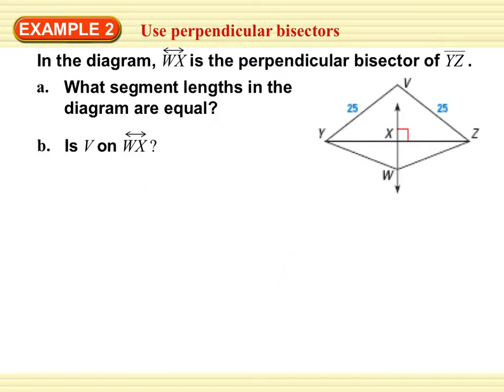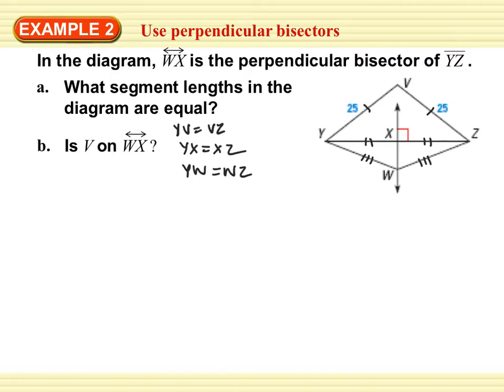Okay, this one says in the diagram, line WX is the perpendicular bisector of YZ. What segment lengths in the diagram are equal? YV and VZ. YV would equal VZ. What else? YX is equal to XZ. YX is equal to XZ. Good. And? YW equals WZ.